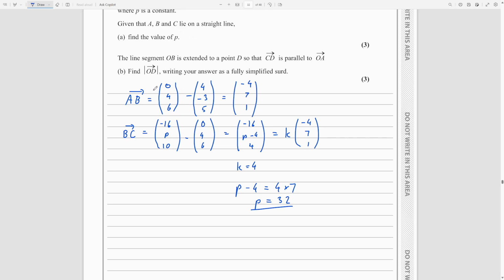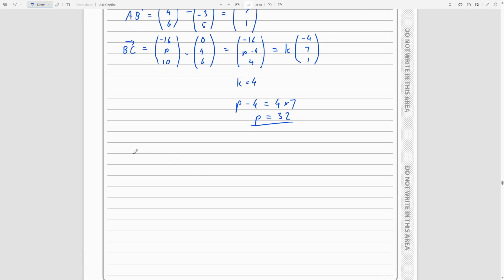So next, the line segment OB is extended to the point D, so that CD is parallel to OA. Find the modulus of OD. Right, we've got 3 points in a line here. Let's just draw them out. So you've got point A, B, and C. And let's put an origin in somewhere. It doesn't really matter where.